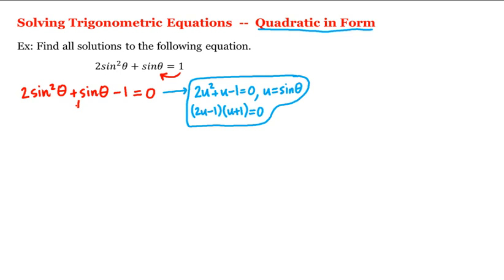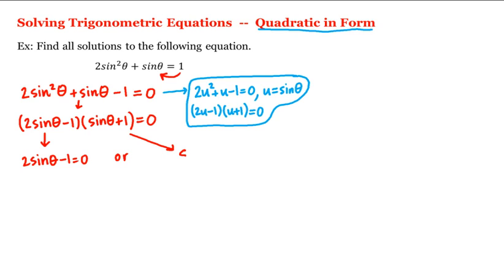Which means this will factor in the same way. Namely, it factors into 2 sine theta minus 1 times sine of theta plus 1. And now we have a product of factors equal to 0, which means either this first factor, 2 sine theta minus 1, is 0, or this second factor, sine of theta plus 1, is equal to 0. So let's solve each equation separately. So let's start with this first equation here.